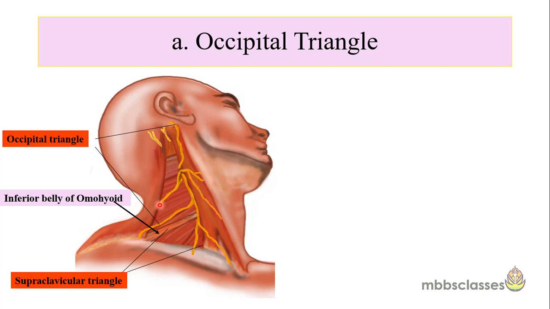Now there are other nerves also which are present in this occipital triangle. These are the cutaneous and the muscular branches of the cervical plexus, which emerge at the posterior border of the sternocleidomastoid, and lastly the supraclavicular nerve. As you can see, these are the supraclavicular nerves. This is the medial, intermediate, and the lateral supraclavicular nerve.